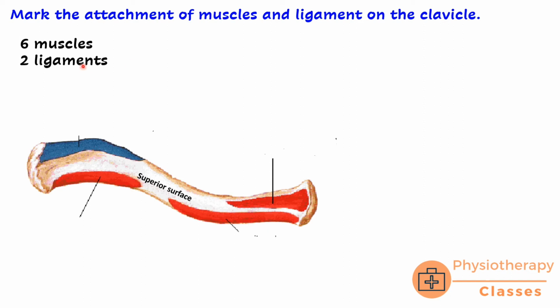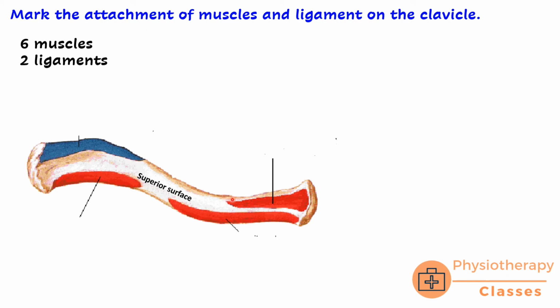In total there are 6 muscles which are attached, and 4 you can view from the superior aspect. One will be present in the groove on the inferior surface, and one is present on the posterior surface at the medial end of the clavicle. There are 2 ligaments, we have already seen that, and they will be attached on the inferior surface, right? So keep this in mind.